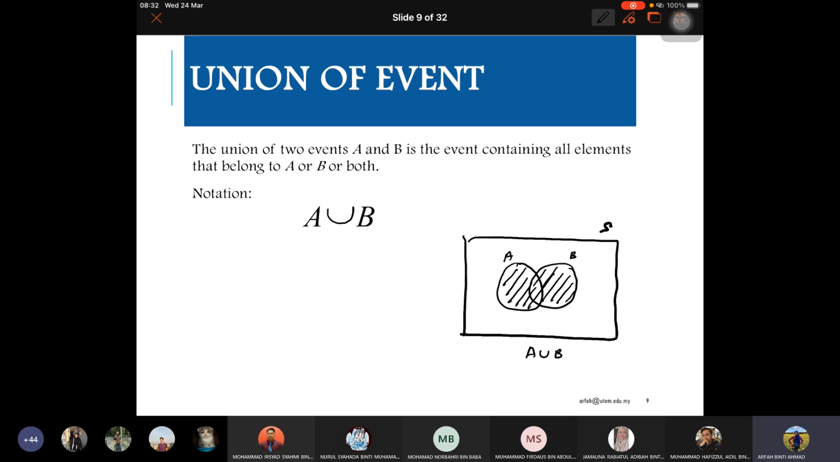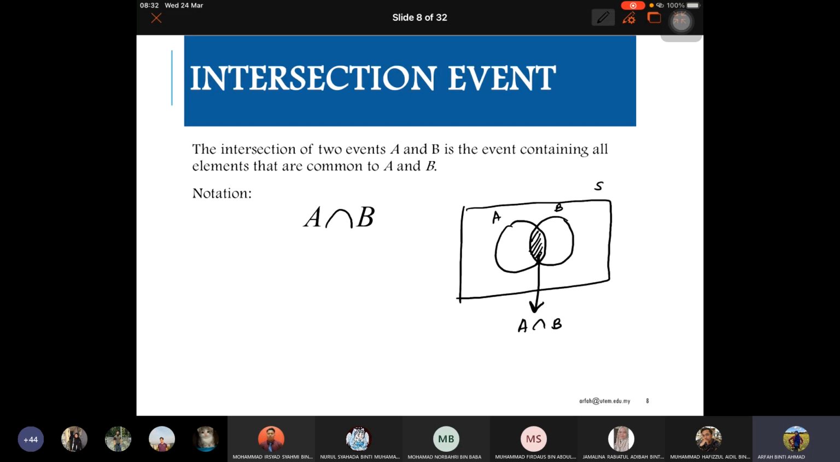Tapi ada untuk case yang there is no intersection. Okay. In this case, A dan B tidak ada pertindanan. So A or B is all element in A that also belong to B. That is for the case of mutually exclusive. That means tidak ada pertindanan. There is no intersection between the event of A and event B. Event A and B are independent.